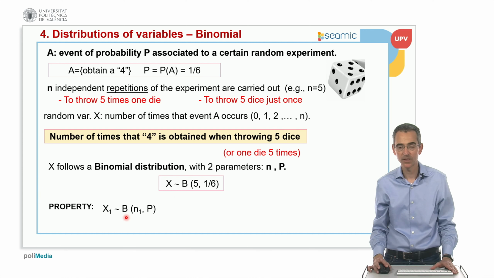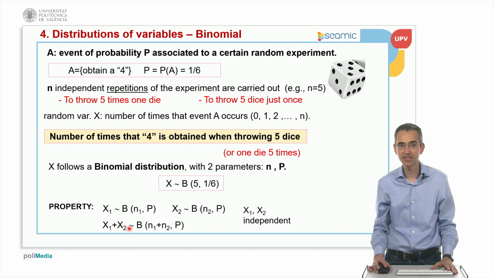Okay, so a property of the binomial distribution. If we have x1 following a binomial distribution and x2 another binomial distribution, but the value of p is the same in both of them, and they are independent, then when we sum them, it turns out that the sum is also a binomial distribution where the values n1 and n2 are summed and p stays the same. This is a property that can be applied in some exercises.